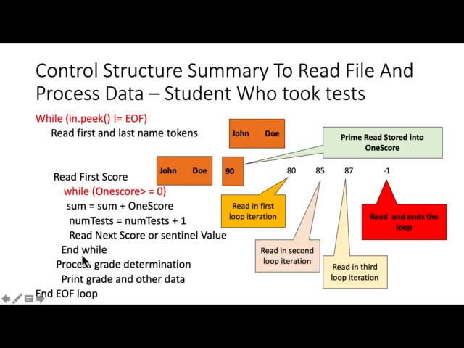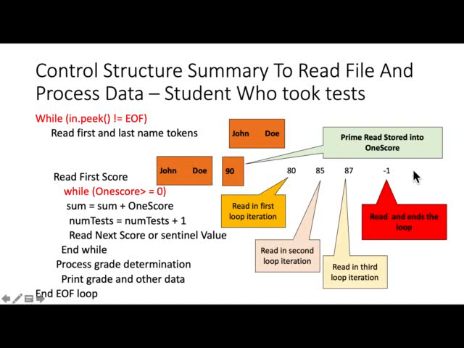Okay, so by the time this loop ends, I have the sum of all the test scores, and I have number of tests. So obviously dividing this by that, I can get the average, and then I can do the grade determination using the grade thresholds. That part is simple, so we're not going to worry too much about that right now, because we are focusing on the loop structure. And then you can print grade and other data.